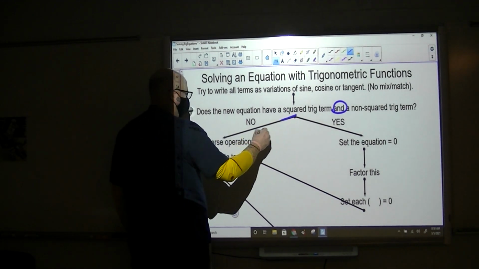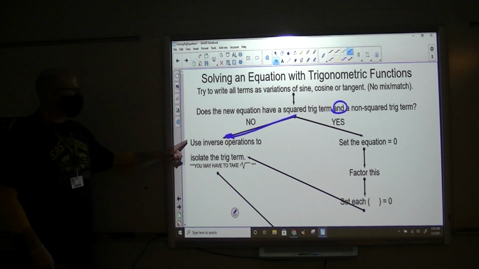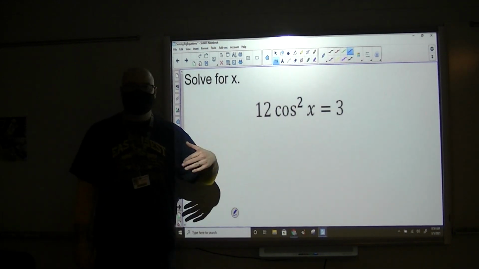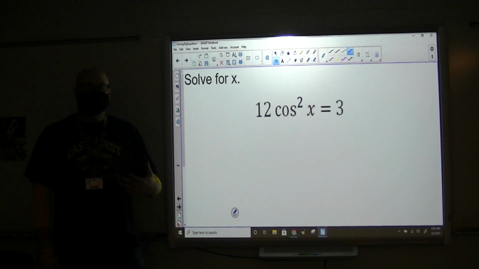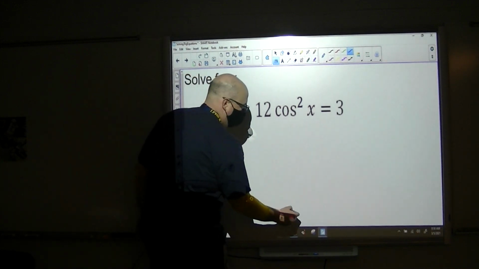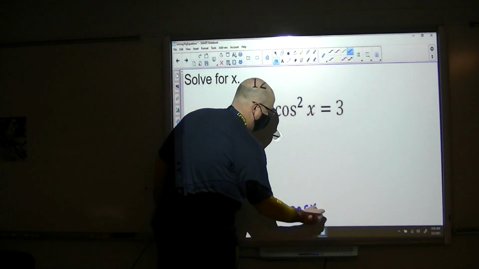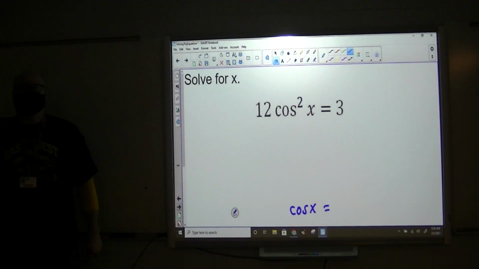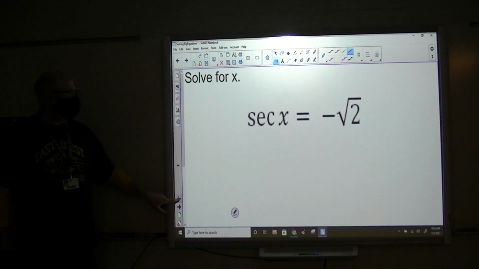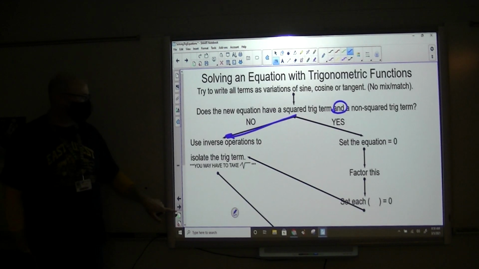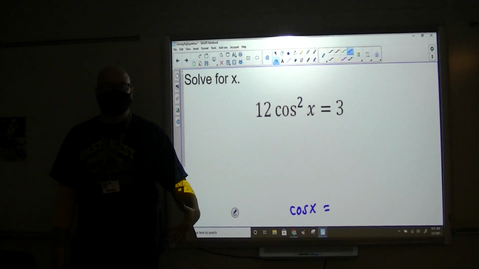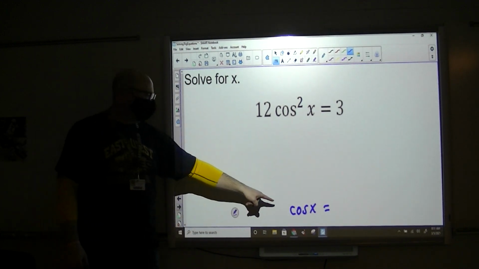So we're going to go this way. Use inverse operations to isolate the trig term. So I need to get this. Again, the objective here is to end up with a statement where I've isolated the trig term as just cosine x. That's our aiming point. Once we get there, I'm not going to go all the way back, but we can use the unit circle to solve for x. But we have to get to this first.